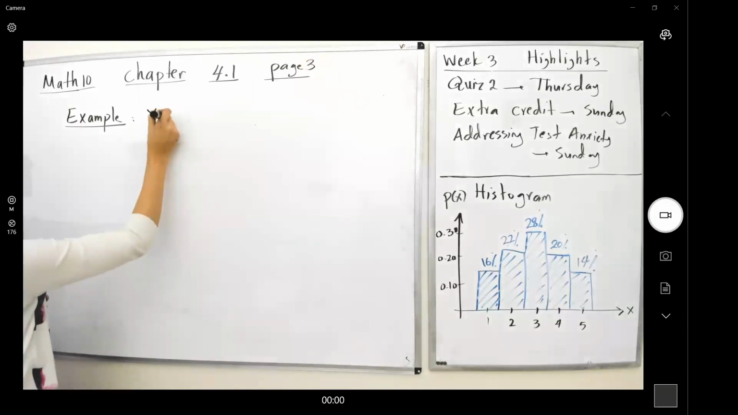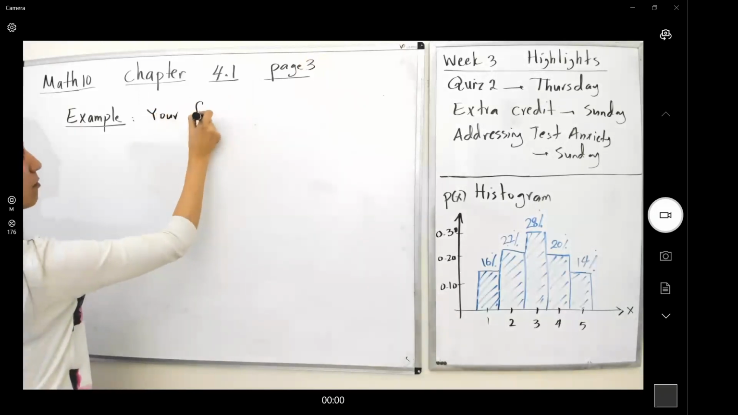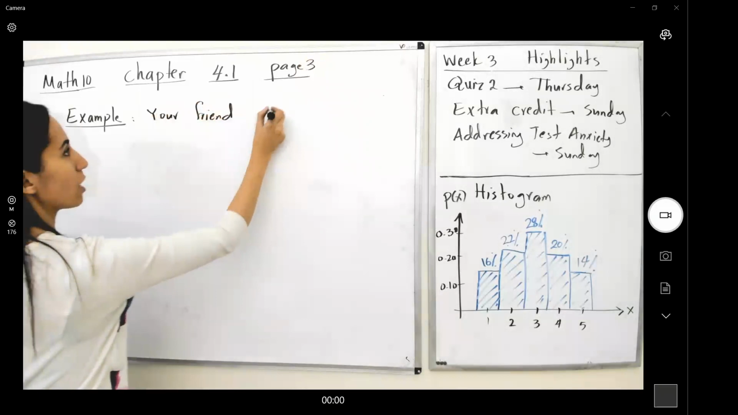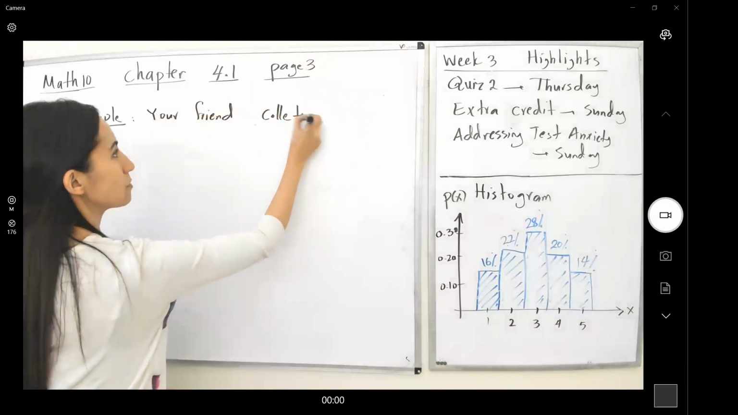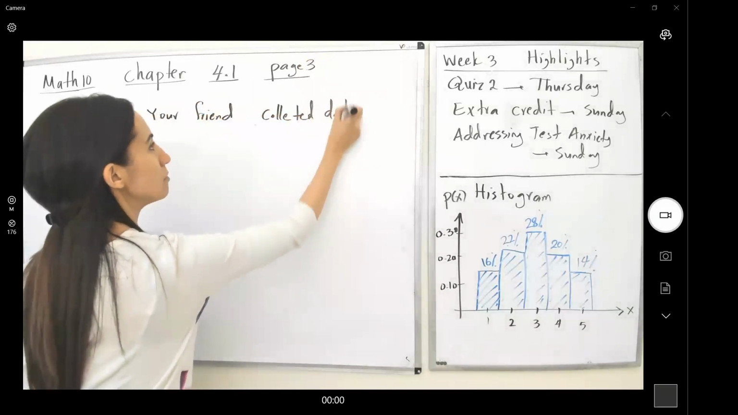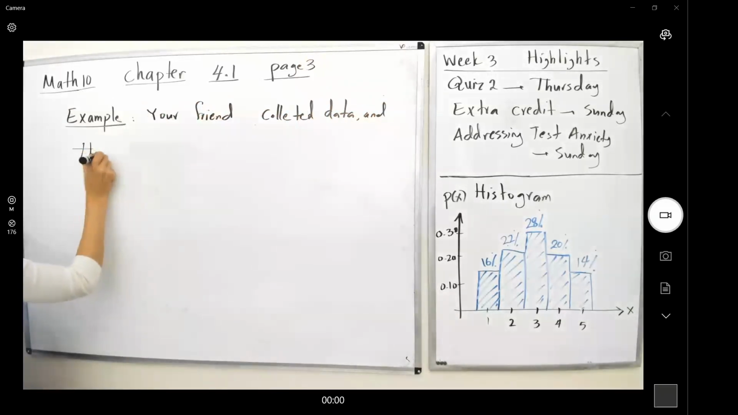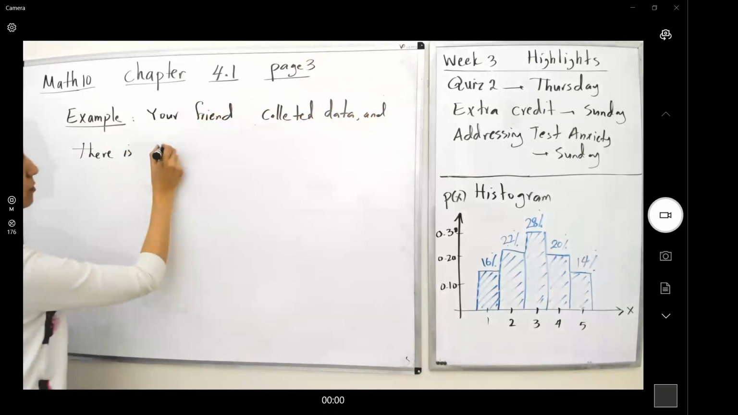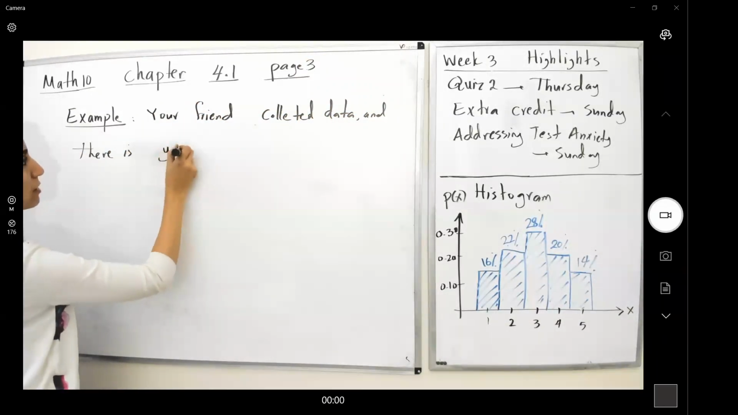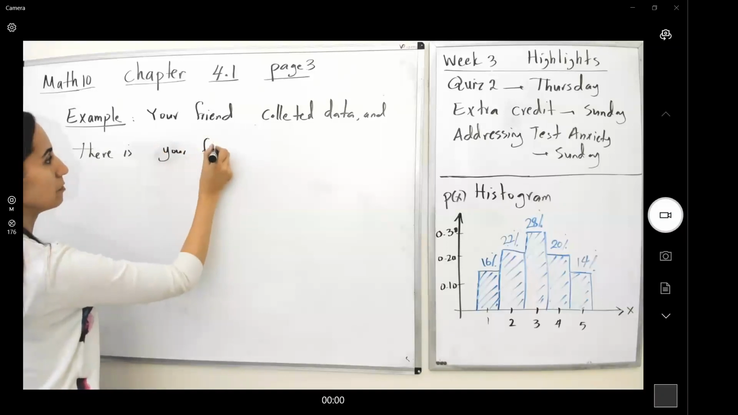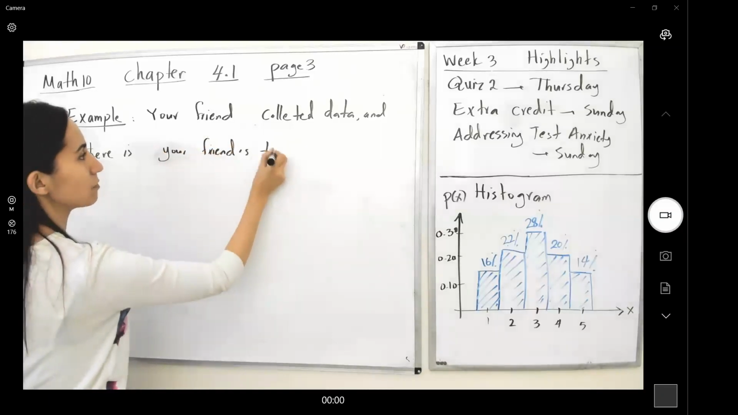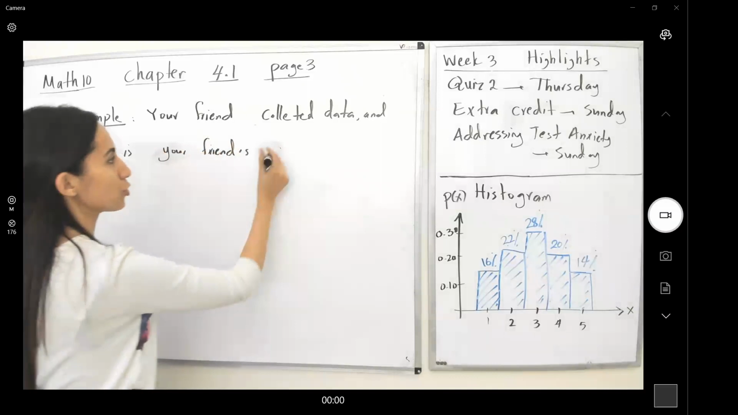Your friend collected data and there is your friend's probability distribution.